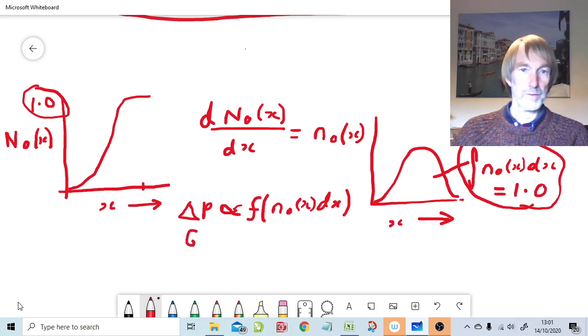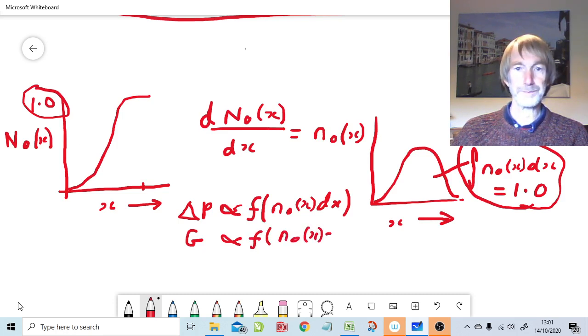Reactivity, or some degree of flux, again, is a function of n naught x dx. So if we know what that equation is, then it enables us to calculate the pressure drop, the reactivity or flux, mass flux of something, or possibly even some scattering parameter, maybe light scattering parameter or light absorption for solar cells. You get the idea.